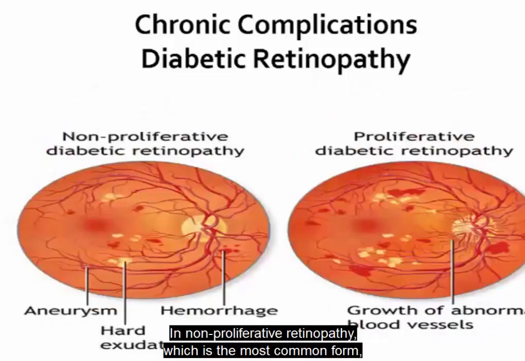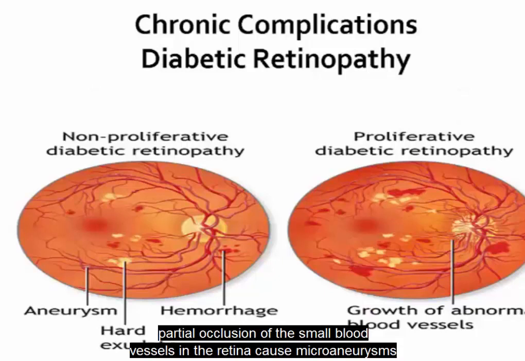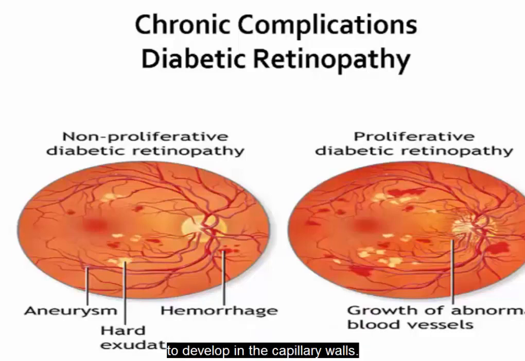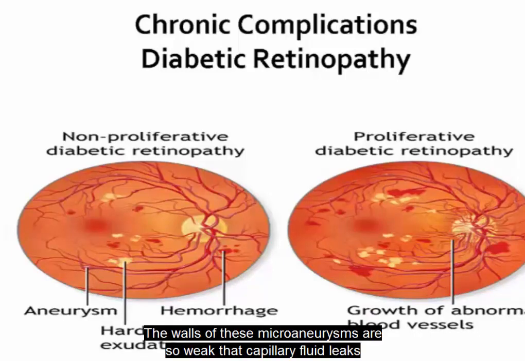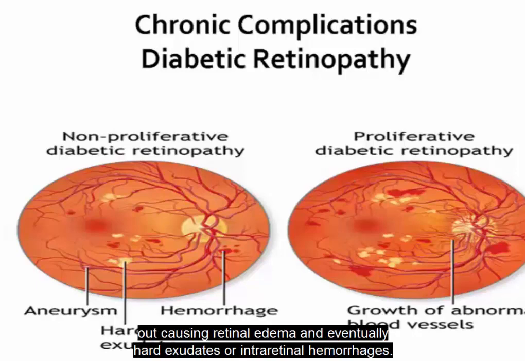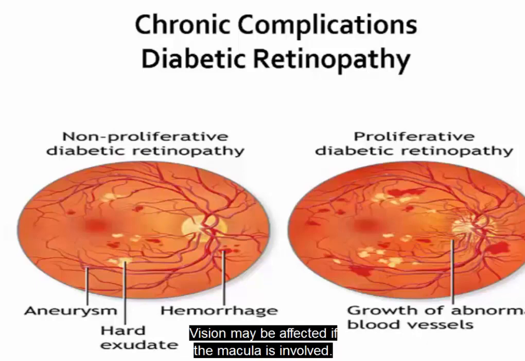In non-proliferative retinopathy, which is the most common form, partial occlusion of the small blood vessels in the retina causes microaneurysms to develop in the capillary walls. The walls of these microaneurysms are so weak that capillary fluid leaks out, causing retinal edema and eventually hard exudates or intraretinal hemorrhages. Vision may be affected if the macula is involved.